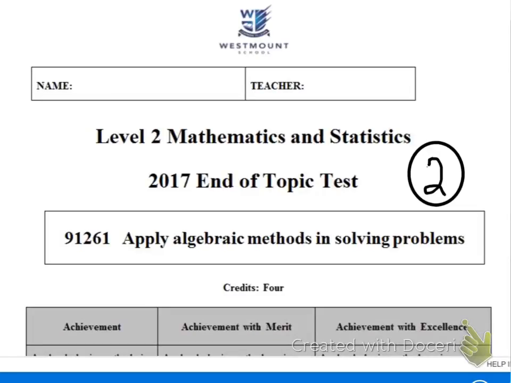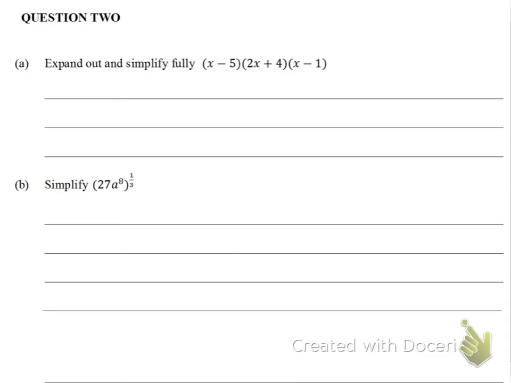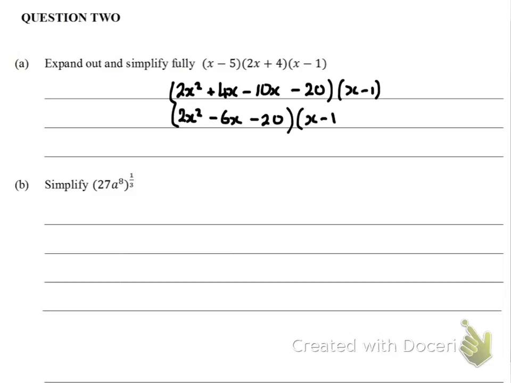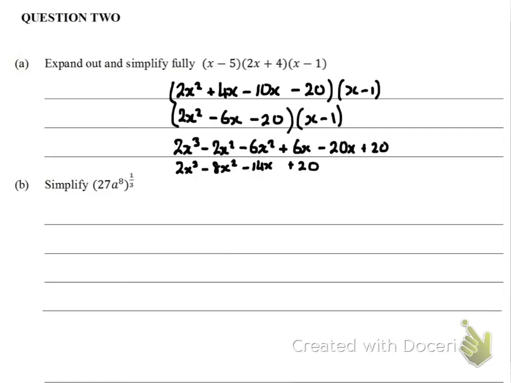Algebra, question 2. Expand your first set of brackets by using FOIL. You get 4 terms, simplify the 4x and the minus 10x, and then multiply each part in the first bracket by each part in the second. This should give you 6 terms. And then simplify the x squareds and your x's.